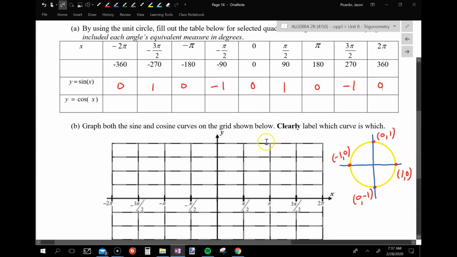All right, cool. Now if I want to do the same exercise with cosine, I'm going to do what? I'm going to do the exact same thing I just did, except pick the x values, right? All right, so starting at 0, I have a 1, right? From 1 I go to 0, -1, 0, and 1. Or if I went the other way, because now I'm going in the negative direction, right? I would go from 1 to 0, -1, 0, 1.